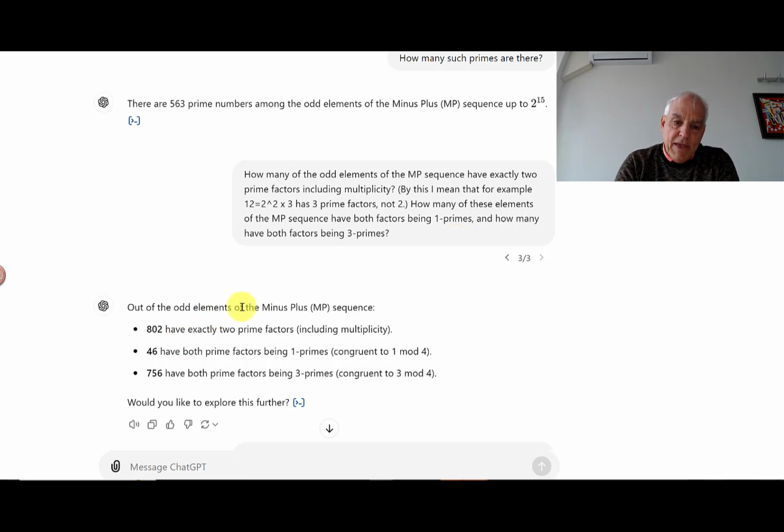And it tells me that out of the odd elements of the minus plus sequence, going up to 2 to the 15, 802 have exactly 2 prime factors, including multiplicity in this sense. And 46 have both prime factors being 1 primes, while 756 have both prime factors being 3 primes. Now that's a very big discrepancy. 46 to 756.